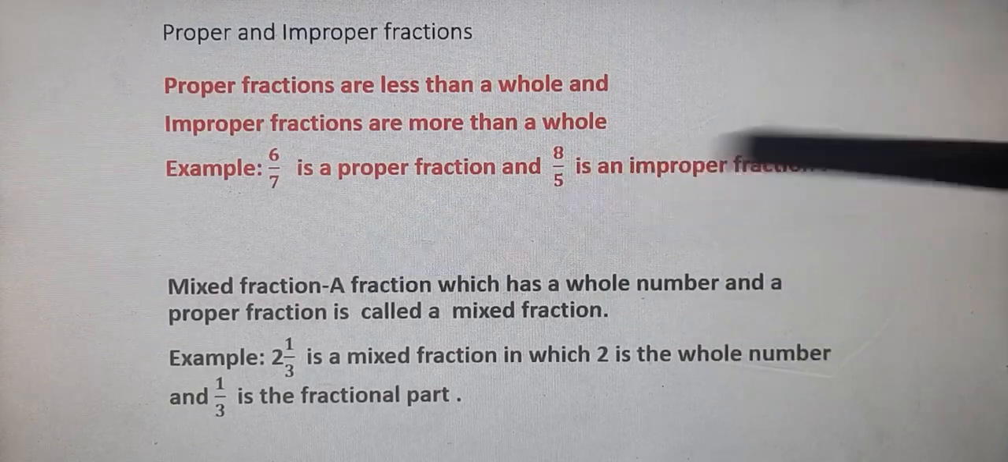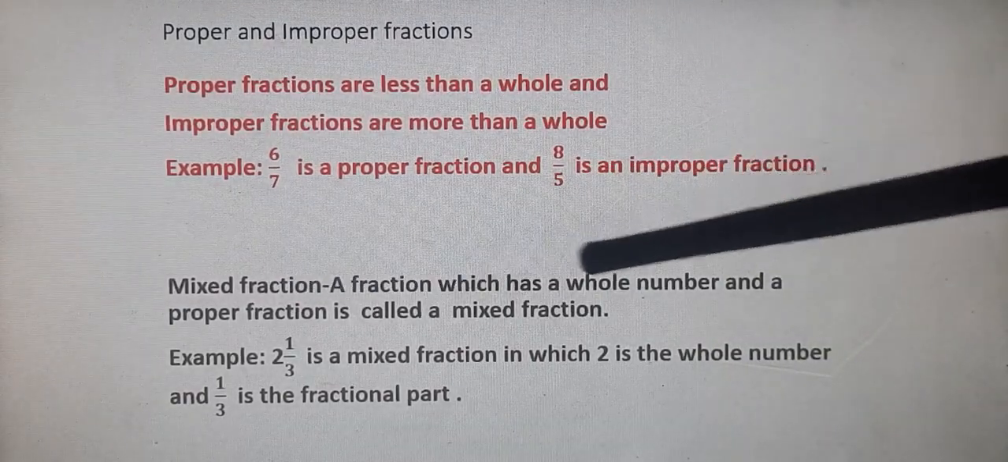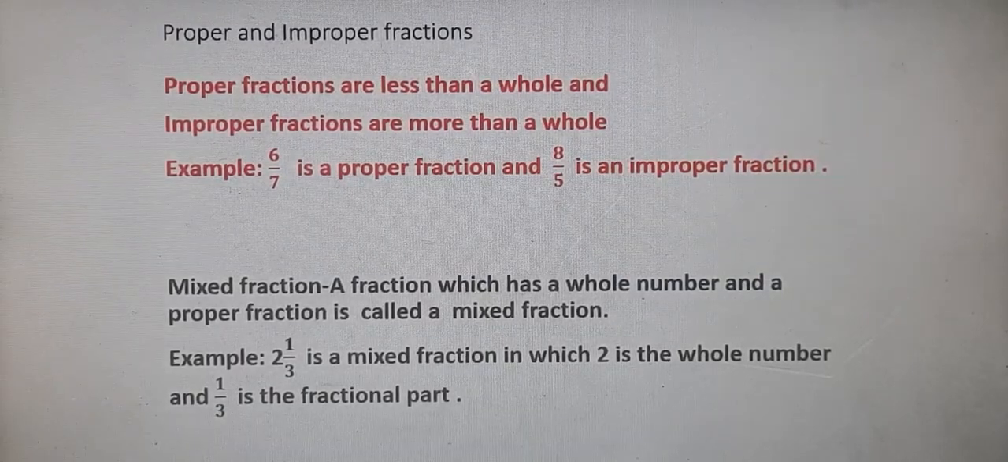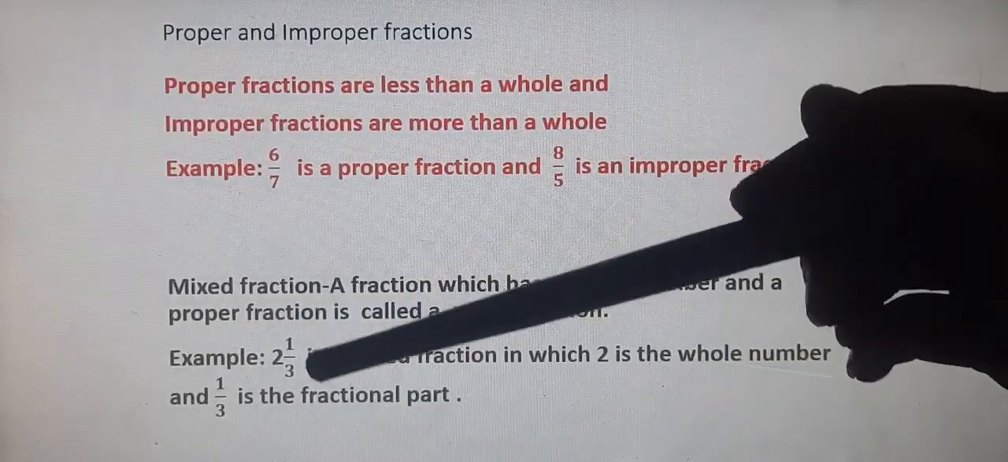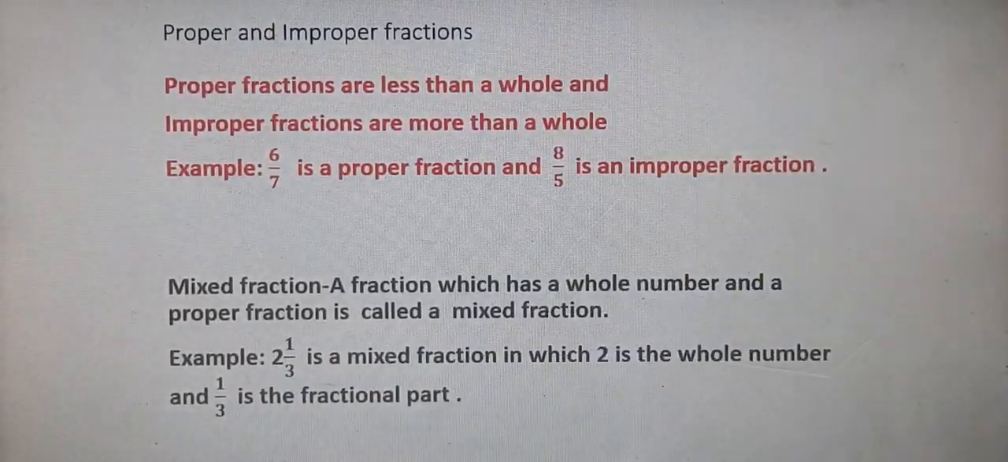Next is mixed fraction. A fraction which has a whole number and a proper fraction is called a mixed fraction. Mixed fraction is a combination of a whole number and a fractional part. See this example, 2 whole 1 upon 3 is a mixed fraction in which 2 is a whole number and 1 upon 3 is the fractional part.